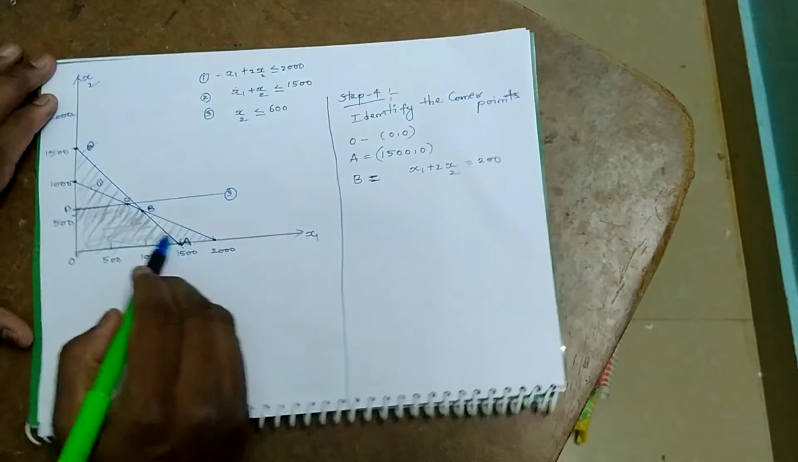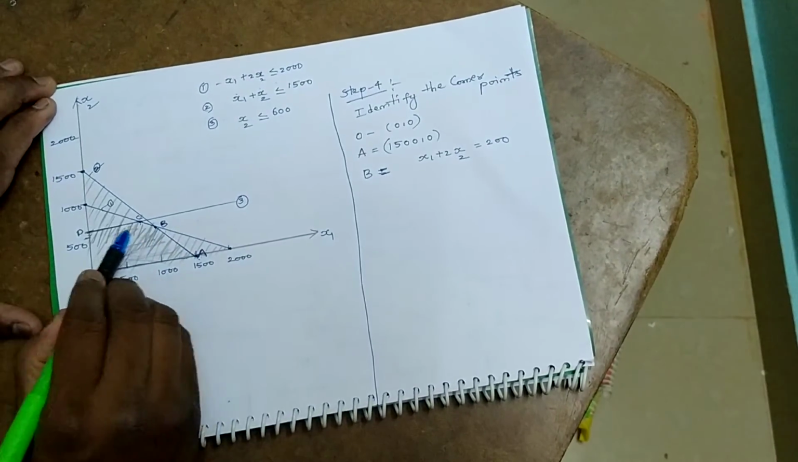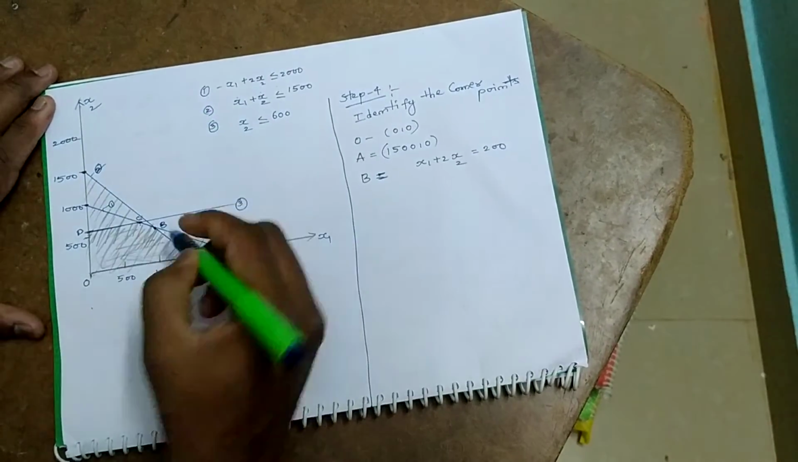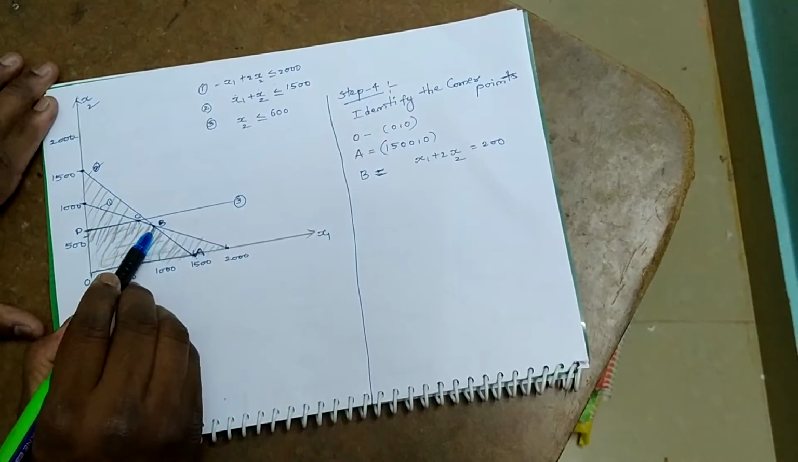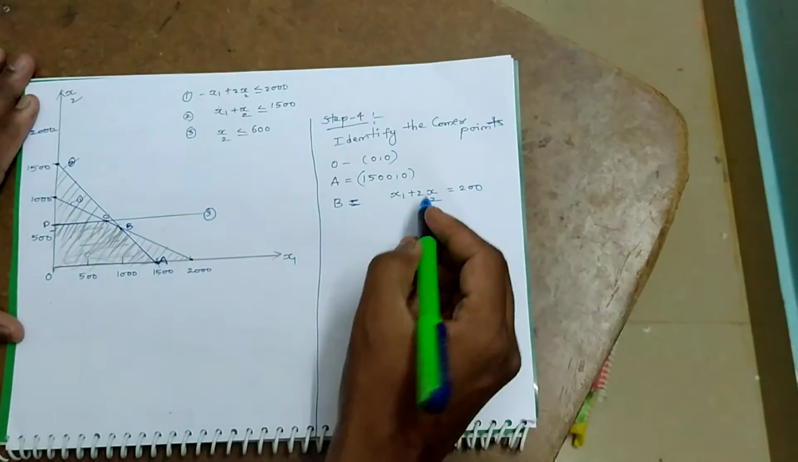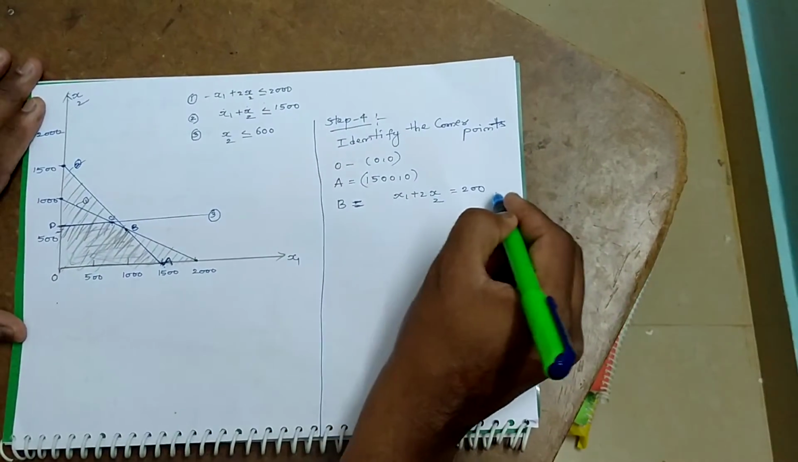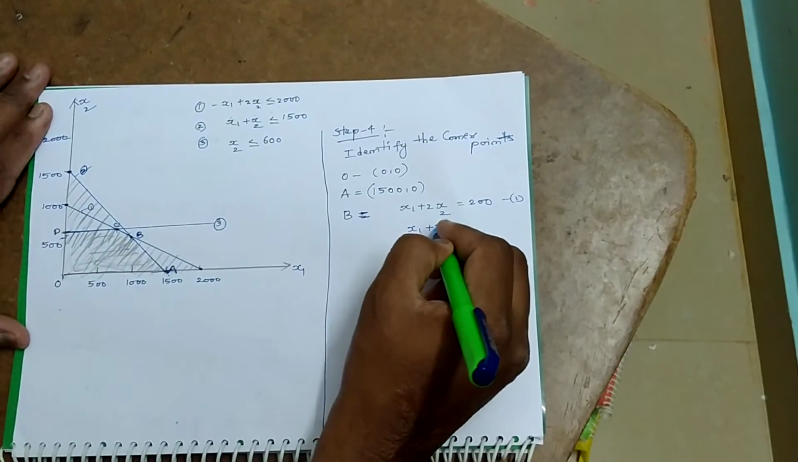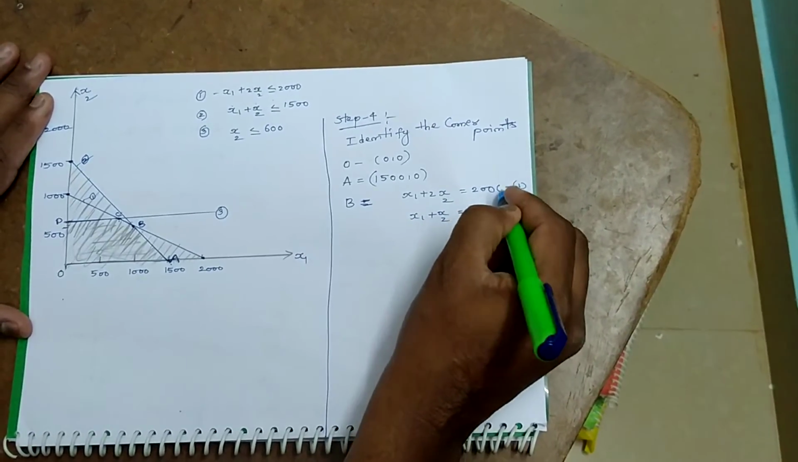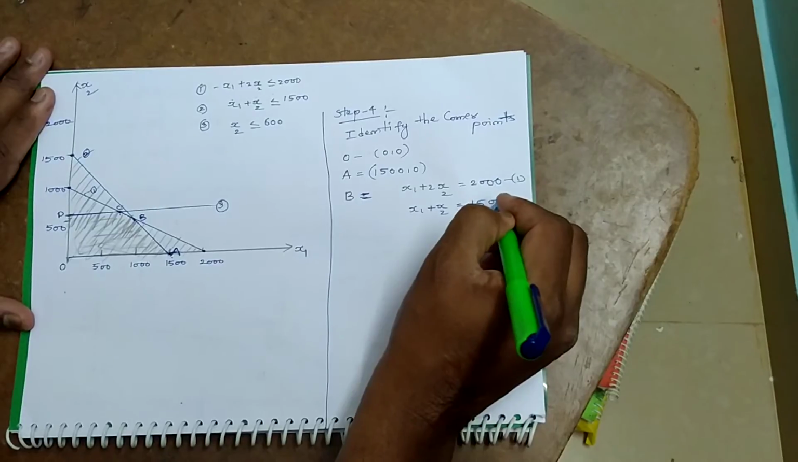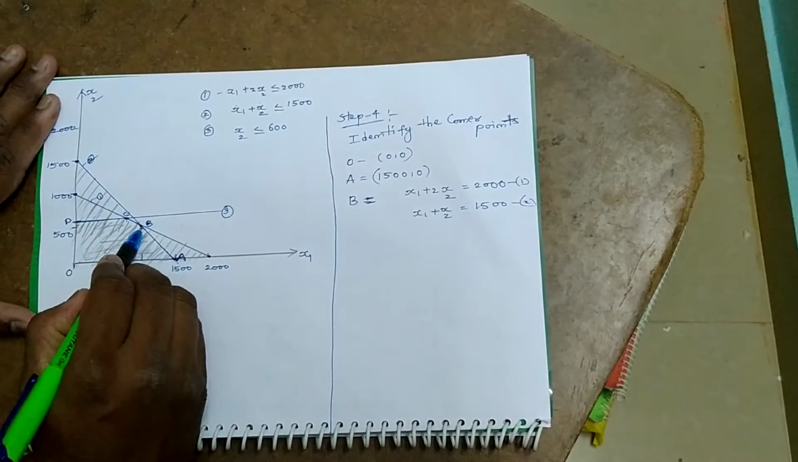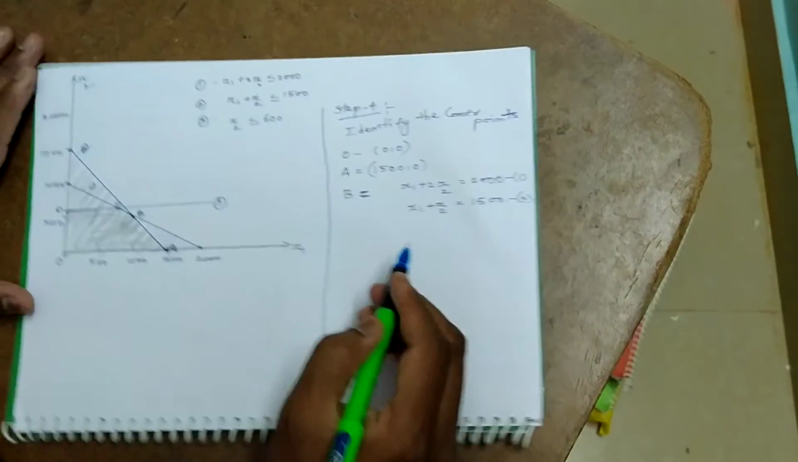See here, point B is obtained from the intersection of line 1 and line 2. By having the intersection of line 1 and line 2, you are getting the corner point. Line 1 is x1 plus x2 is equal to 1500. Now by the intersection of these two lines, you will be getting a corner point B. How to get the corner point B? Simple. You need to solve it.